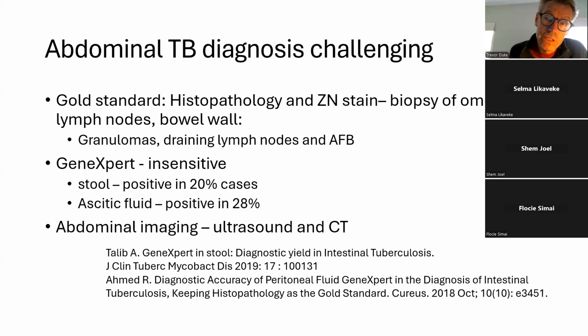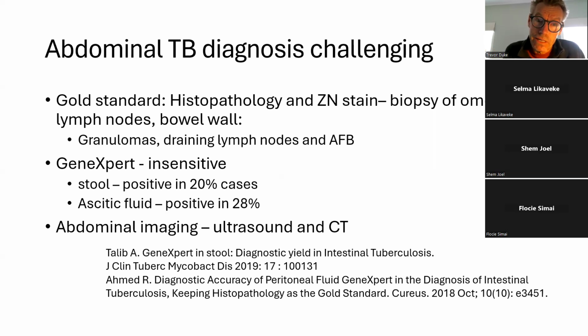And of course, in those biopsies, the gold standard, you'd find granulomas, you'd find draining lymph nodes that were packed with mycobacterium or inflammatory cells, and you'd find acid-fast bacilli on Ziehl-Neelsen staining. Now, while that's the gold standard, we don't often achieve that, and so we have to be satisfied with the clinical features of abdominal TB.